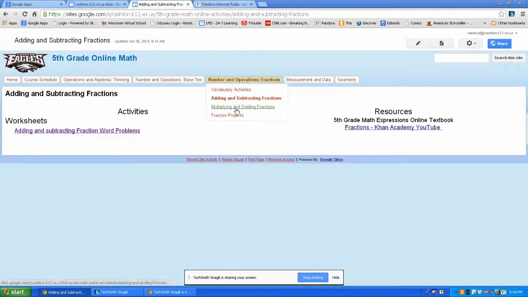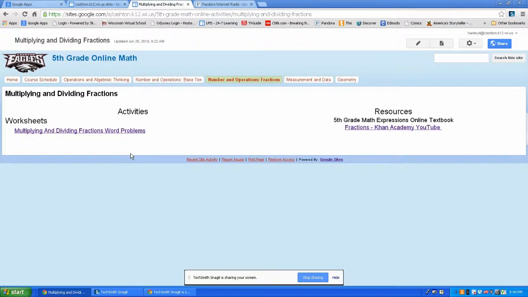And then the same thing with multiplying and dividing fractions. This would be some more ways for them to learn and work with adding, subtracting, multiplying, and dividing fractions. Again, there will be a link to their textbook, and there will be links to the Khan Academy, so if they are working at home or anywhere, they can get some reminders on how to do things.